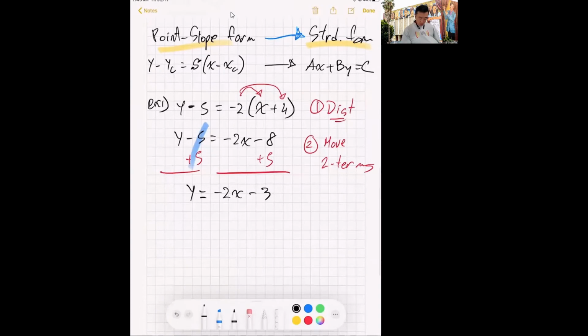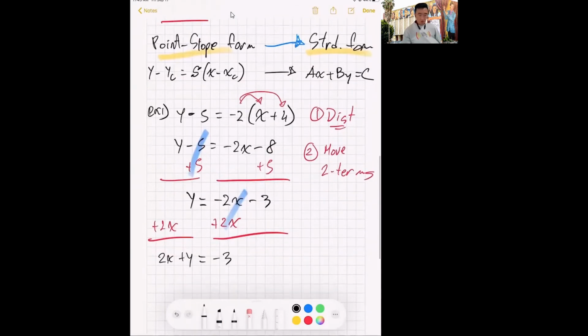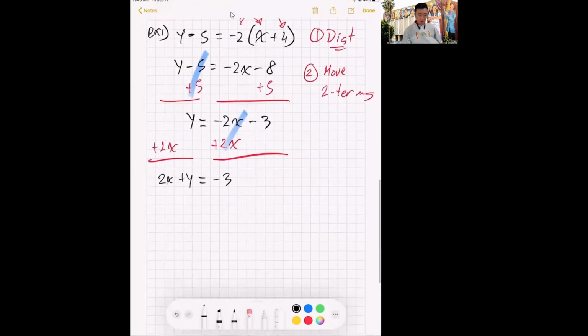And then the second term that I got to move is the x term. So I'm going to add 2x here, 2x there. End up with 2x plus y equals negative 3. Any questions with that? Okay, so that's questions number 3 and 4, right? Very simple, super easy. Now, what happens when the slope is a fraction?